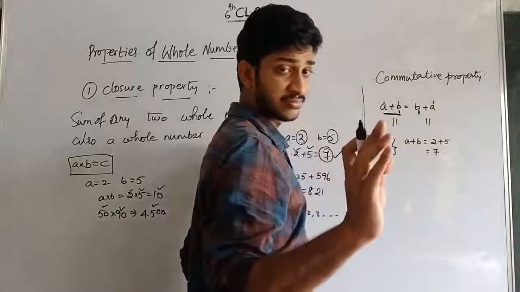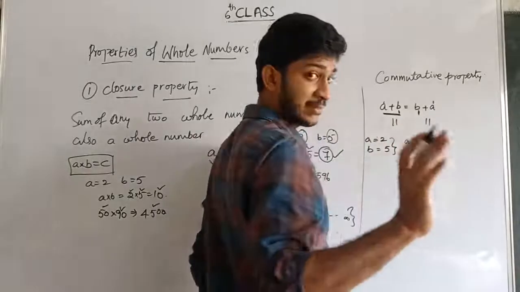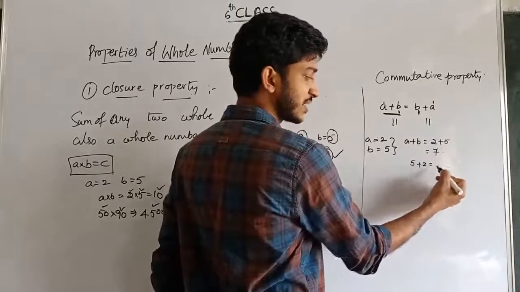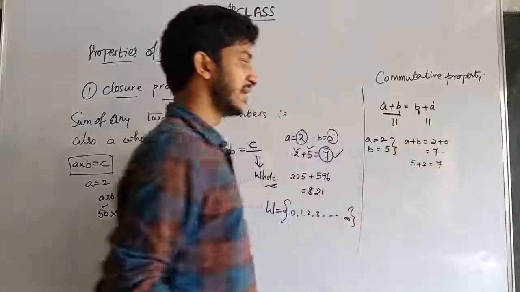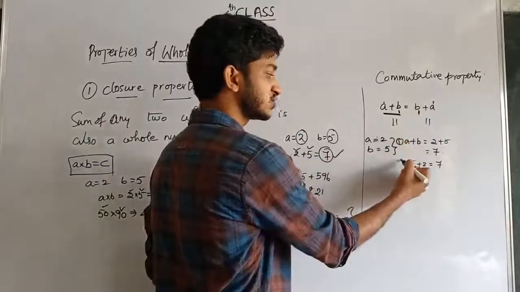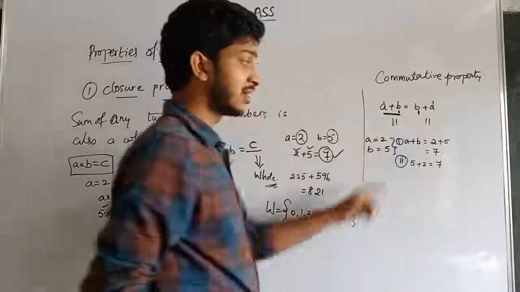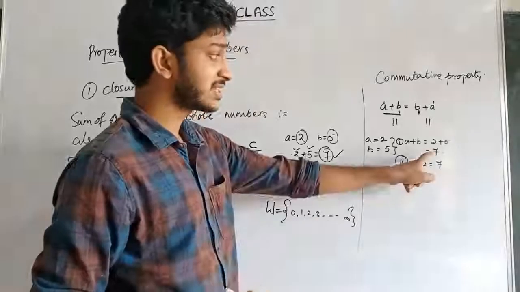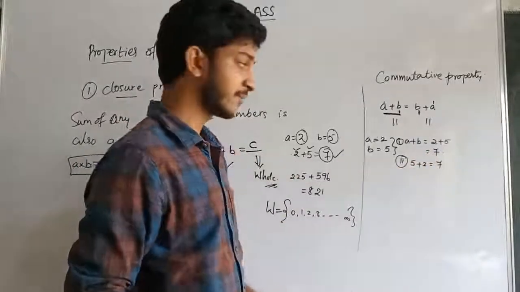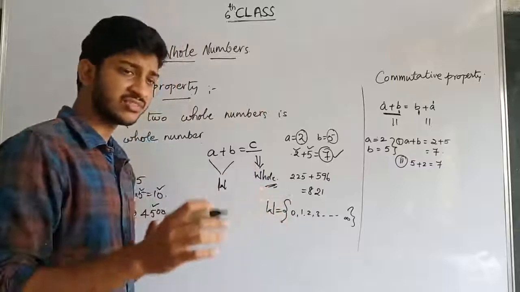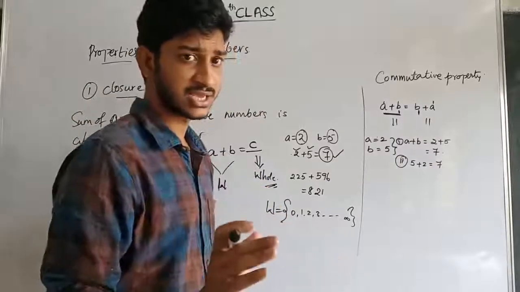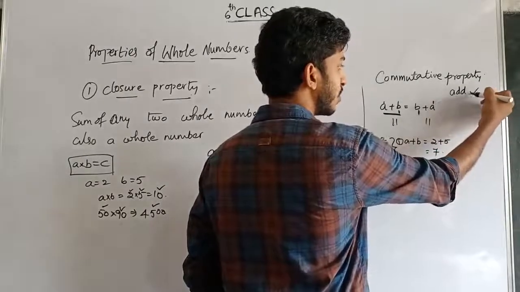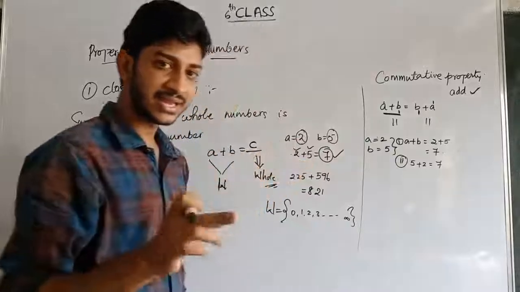Now I am changing the order, means here b is second number, so I am taking b as first number. B as first number means 5 and a as second number means 2. 5 plus 2 is equal to what? 7. So in these two cases, case 1 and case 2, the order of addition is changed but the result is the same. Here 7, here 7. So whole numbers satisfy the commutative property under addition.